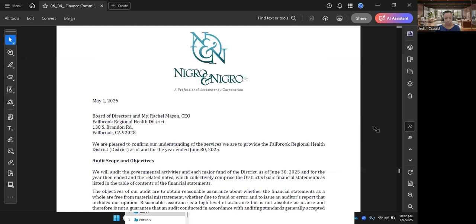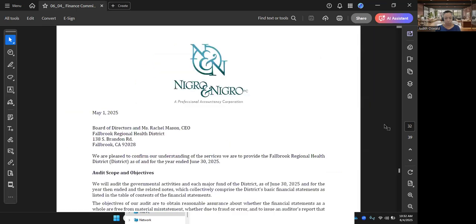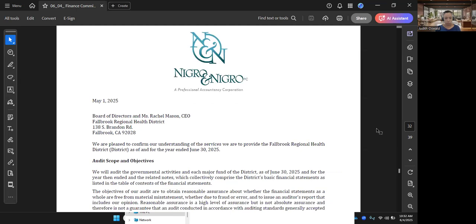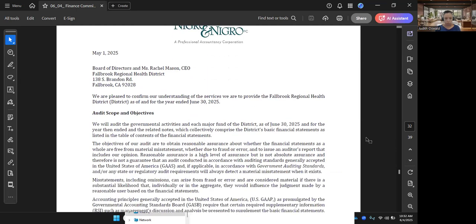Any questions? Nope. Okay. I'll move us over to section 4, discussion possible action item. The finance committee doesn't need to do anything. I will typically sign the engagement letter with our auditor. Again, we're staying with the same audit firm, Nigro and Nigro, this year.